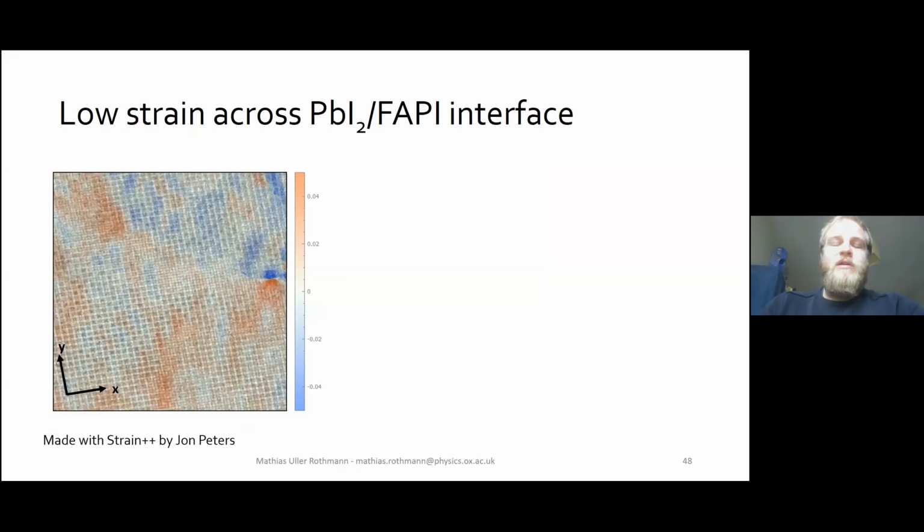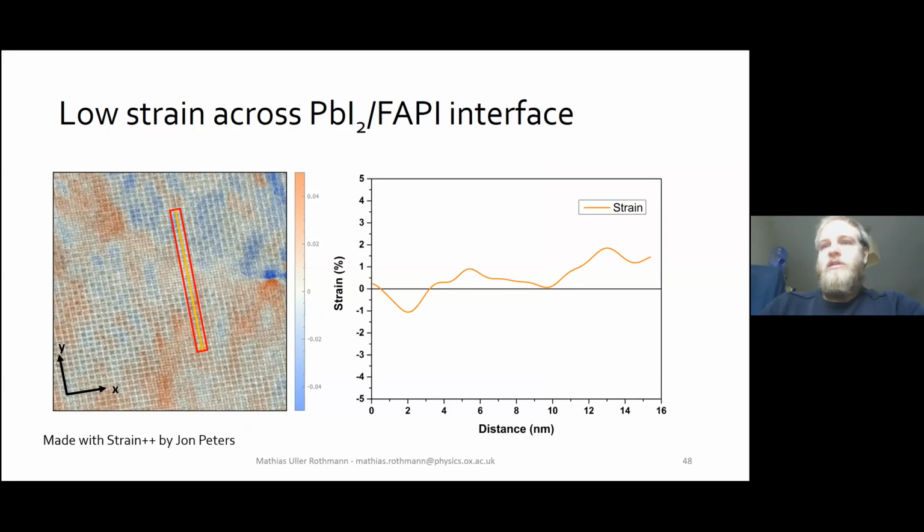We also can see how the strain is across this interface. If we draw a line here across, this is the same image as before. We measure the strain across and we have very low strain, so less than 2%, which indicates that these inclusions of the lead iodide are very, very benign within the perovskite.